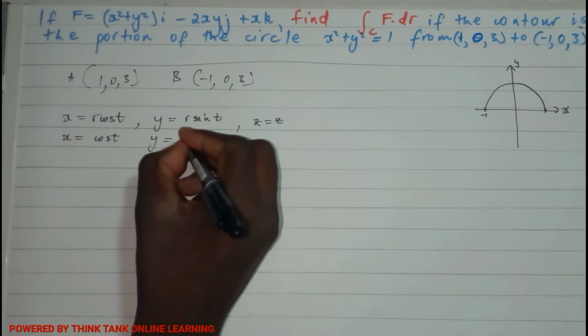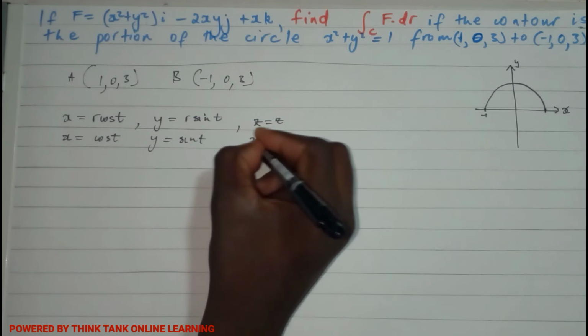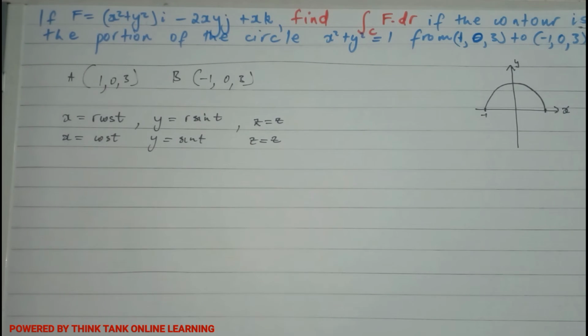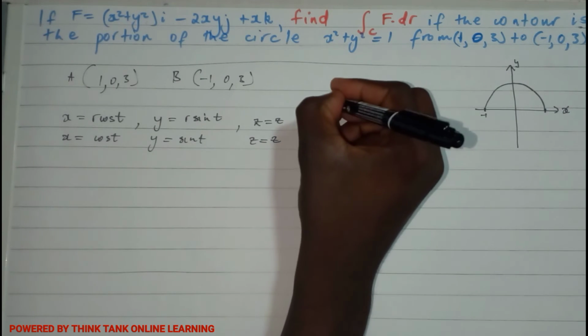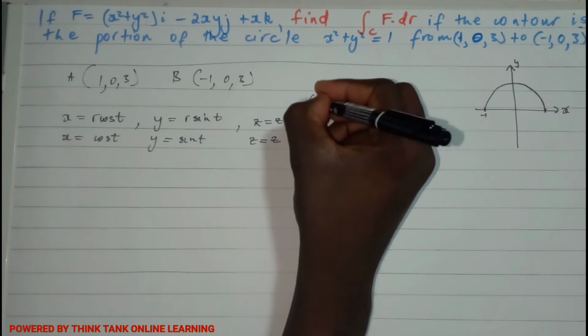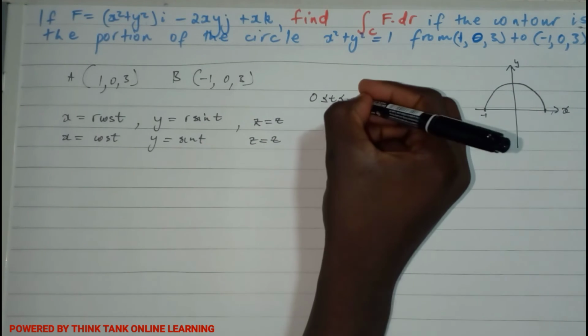y equals sine t, and z equals z. Okay, so now what are we going to have here? We know that our t is now a circle. It's the same circle. So what is the interval for t? It's from 0 to pi.